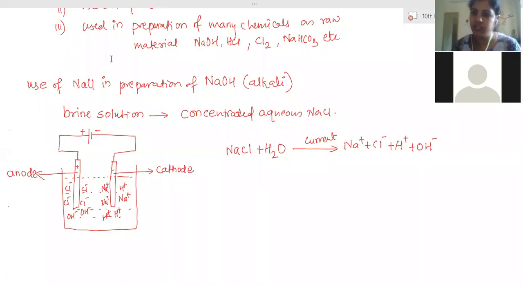That means they already have extra electrons, so they will lose electrons. Now there are two cations, H+ and Na+, both of them positively charged. Who will gain electrons? The cathode will provide electrons to only one type of atom, not both of them. So who has to be chosen?